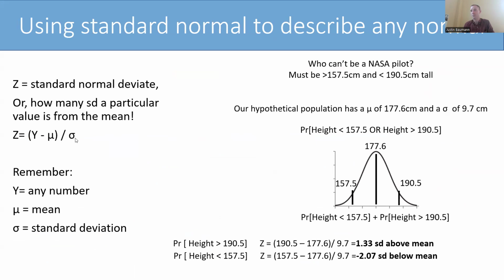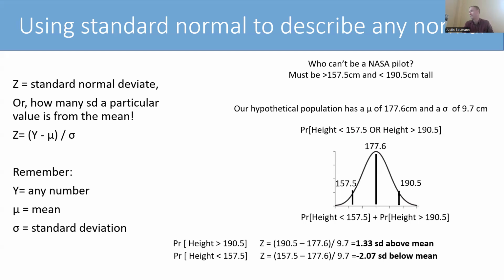So knowing that, we've got our formula for z over here and our example to the right. And our example is, who can or can't be a NASA pilot? NASA requires people who want to be pilots for them to be taller than 157.5 centimeters and shorter than 190.5 centimeters. So we have a hypothetical population of people here with a mean height of 177.6 centimeters and a sigma, or a standard deviation, of 9.7 centimeters.